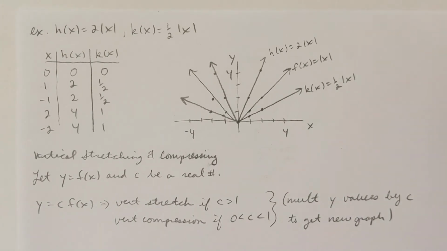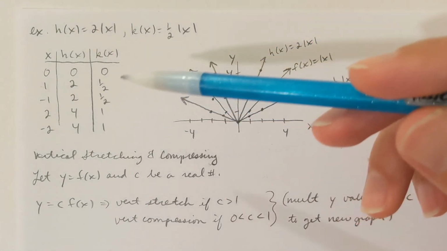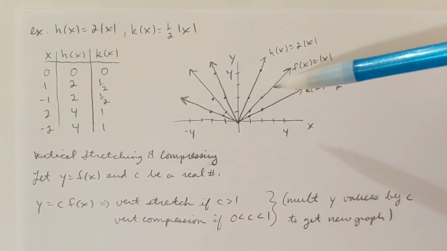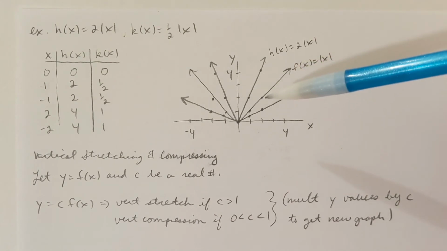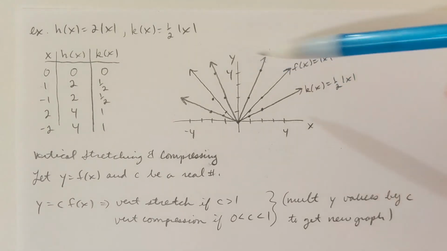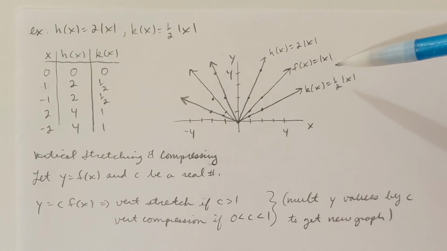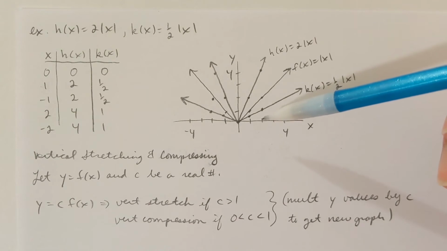Here's one. h of x is equal to 2 times the absolute value of x, and k of x is equal to 1/2 times the absolute value of x. I'm going to go ahead and graph h and k on the same graph, just so that we can compare more easily. And I'm going to graph f of x equals the absolute value of x on the original graph also.